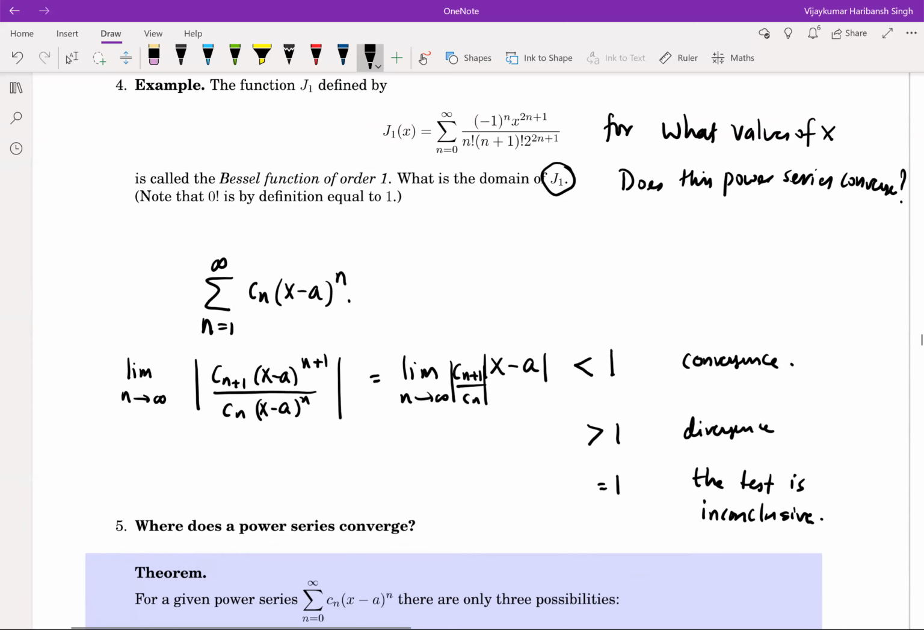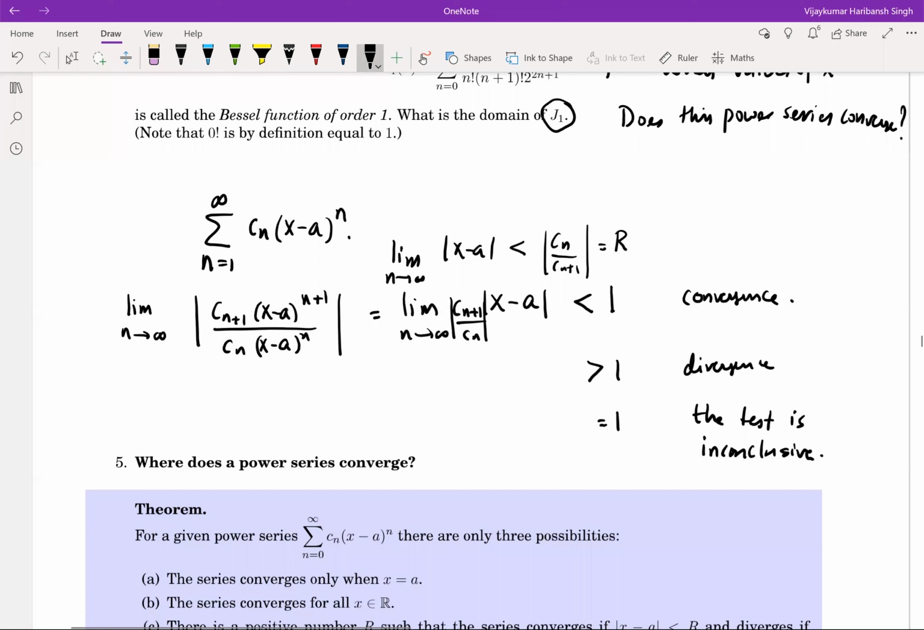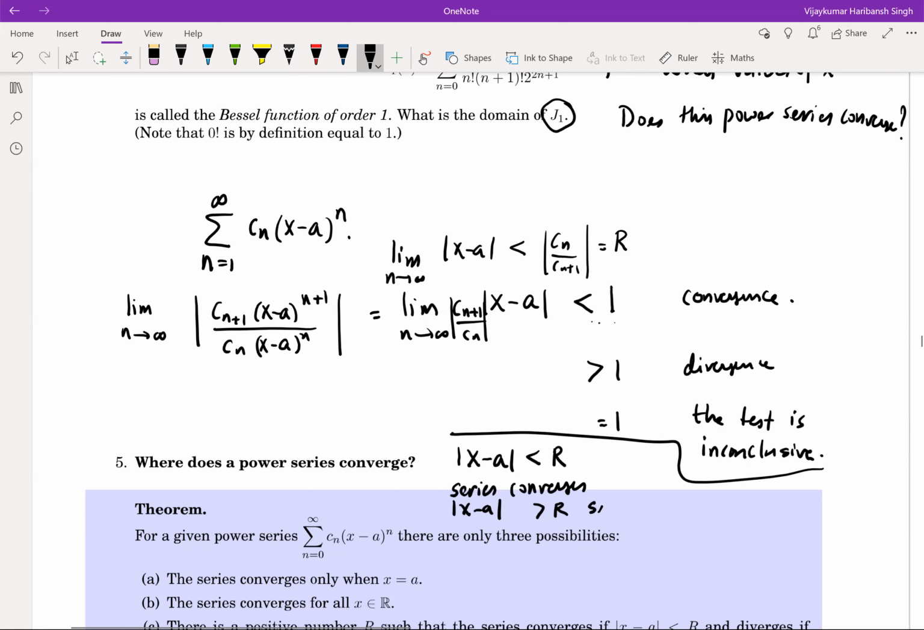So let's hope that this is not 0 and bring it on the other side. If I bring it on the other side, the absolute value of x minus a is less than the absolute value of Cn upon Cn plus 1. And let's call this R. In that case, if the absolute value of x minus a is less than R, which is the same as the limit being less than 1, then the series converges. And if this is greater than R, then the series diverges. And if the absolute value of x minus a is equal to R, then the test fails, and we need to do something else to check that.